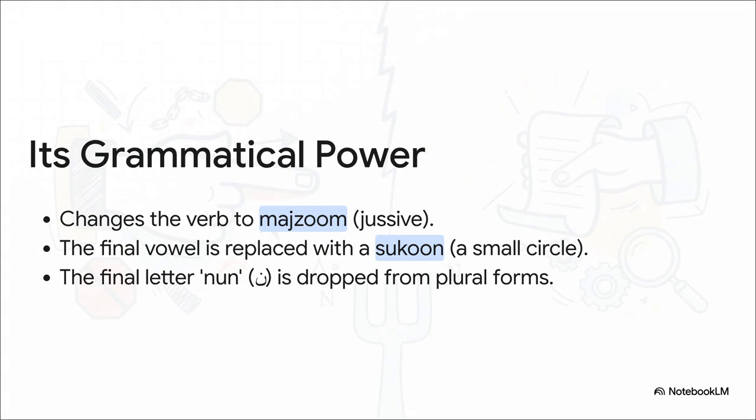So here's the secret to spotting it. This la has real grammatical power. Think of it as an active particle that literally reaches out and changes the verb that follows it, putting it into a special state called majzum. Now you can spot this change in two main ways. First, the last vowel of the verb just vanishes and gets replaced by a sukoon, that little circle you see. Or, and this is a big one for plurals, the final letter noon just gets dropped completely. That change is your flashing red light that a command is being given.